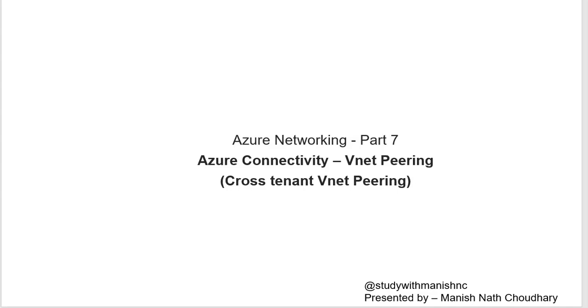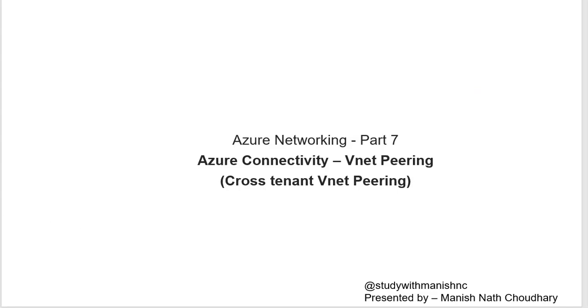Today we are discussing cross-tenant vnet peering. In an earlier chapter we saw vnet peering across subscriptions and resource groups, but now it is totally different. Both the subscriptions and both the resource groups are totally different, with no relation between one subscription and another. So how can we do vnet peering between two tenants when both are totally isolated and have no connection? What steps do we need to follow?